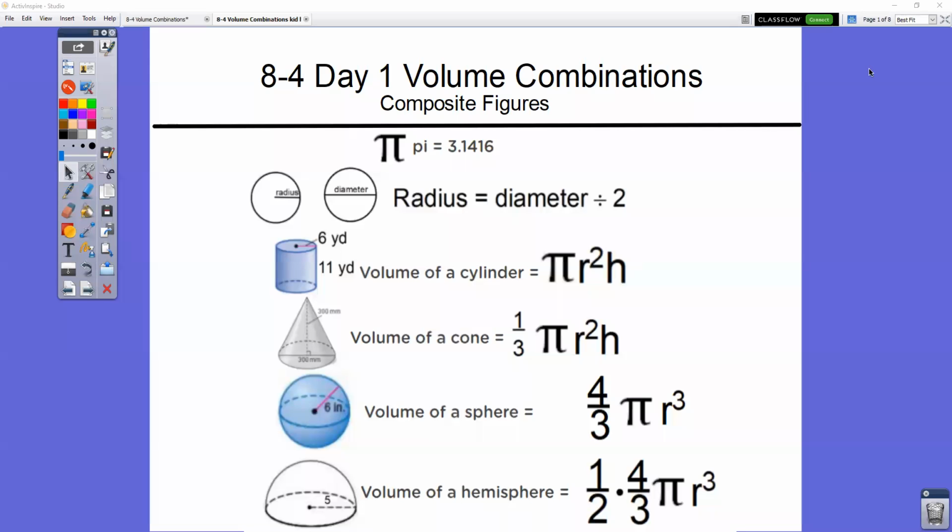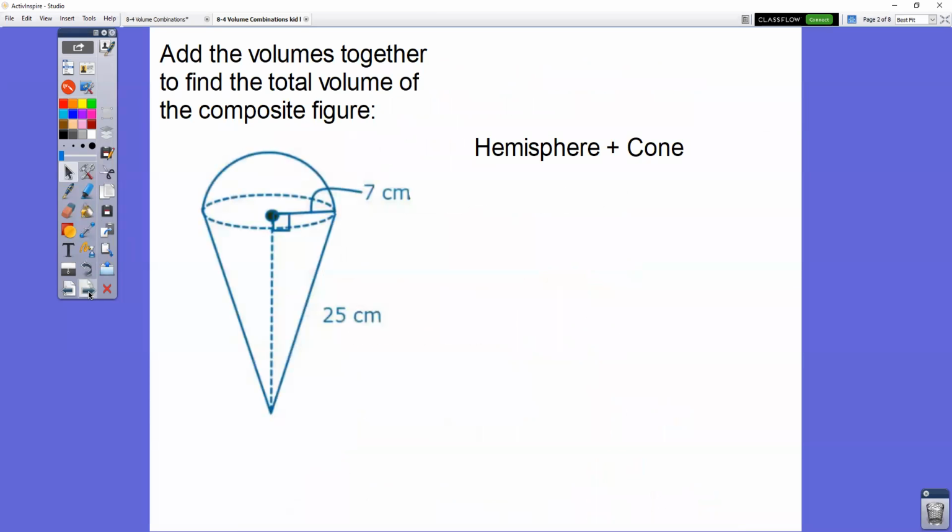So this is the lesson for 8-4 day one. What we're doing is volume combinations, or what they call composite figures. What you have today is you don't just have one shape, you have a combination of shapes. So for example, in this one, you have a hemisphere sitting on top of a cone. What you're gonna have to do is find the total volume of the hemisphere plus the cone.